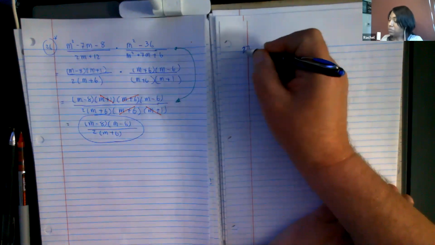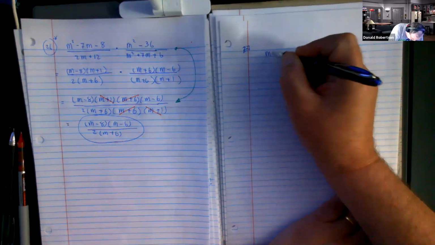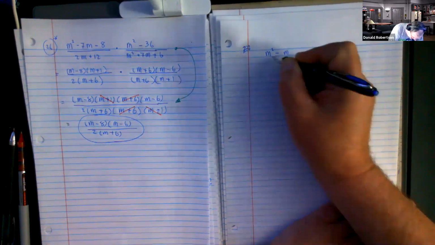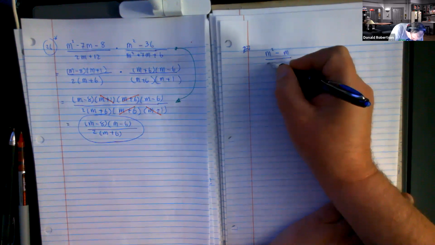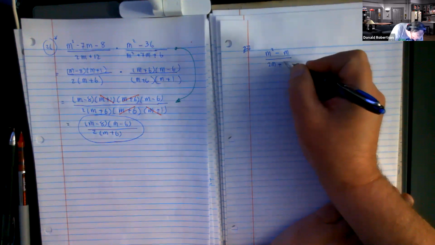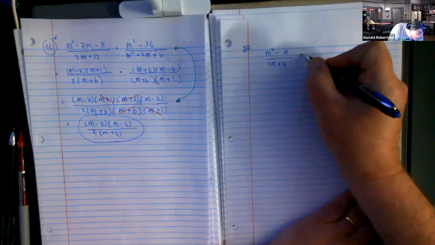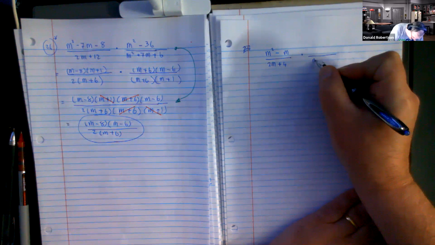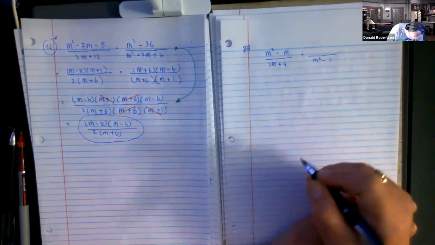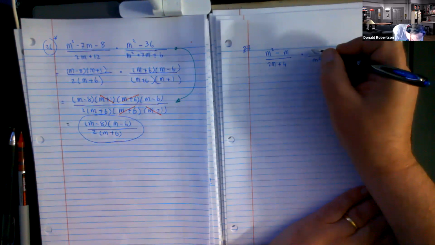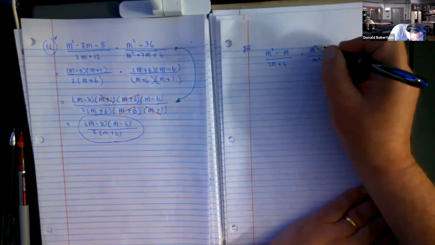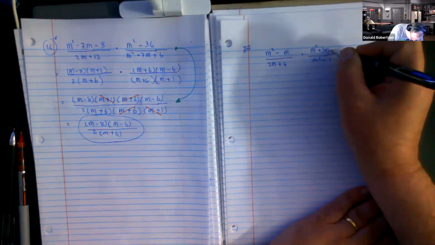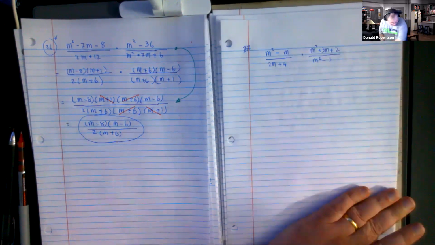Okay. So let's do an m squared minus an m over a 2m plus 4, times an m squared minus 1 on the bottom and m squared plus 3m plus 2 on top. There, there's one.